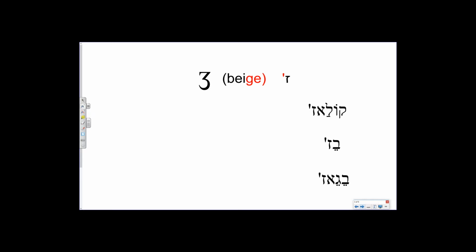The next example of the Chupchik is with the zayin. When you add the Chupchik to the zayin, you get the j sound, like in the word beige or collage or baggage, which in Hebrew you can write as bagage, and that is the j sound. So it's a softer j.